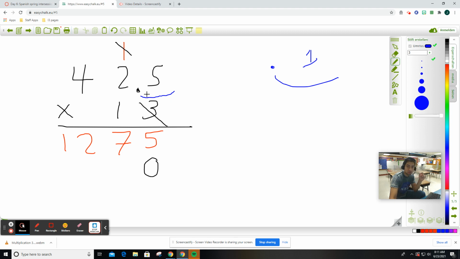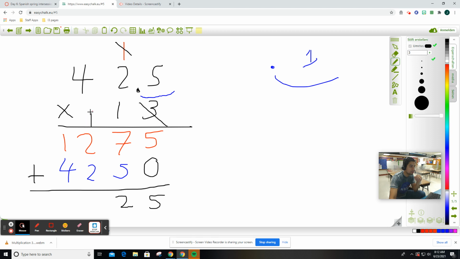Now I'm going to multiply my 10 to my top number. So 1 times 5 will give me 5. 1 times 2 will give me 2. And 1 times 4 will give me 4. So my last step will be to add up my partial products before I move my decimal. So 5 plus 0 will be 5. 7 plus 5 will give me 12. Carry over my 1 here. 2 plus 2 will be 4, plus 1 is 5. And 4 plus 1 will be 5.